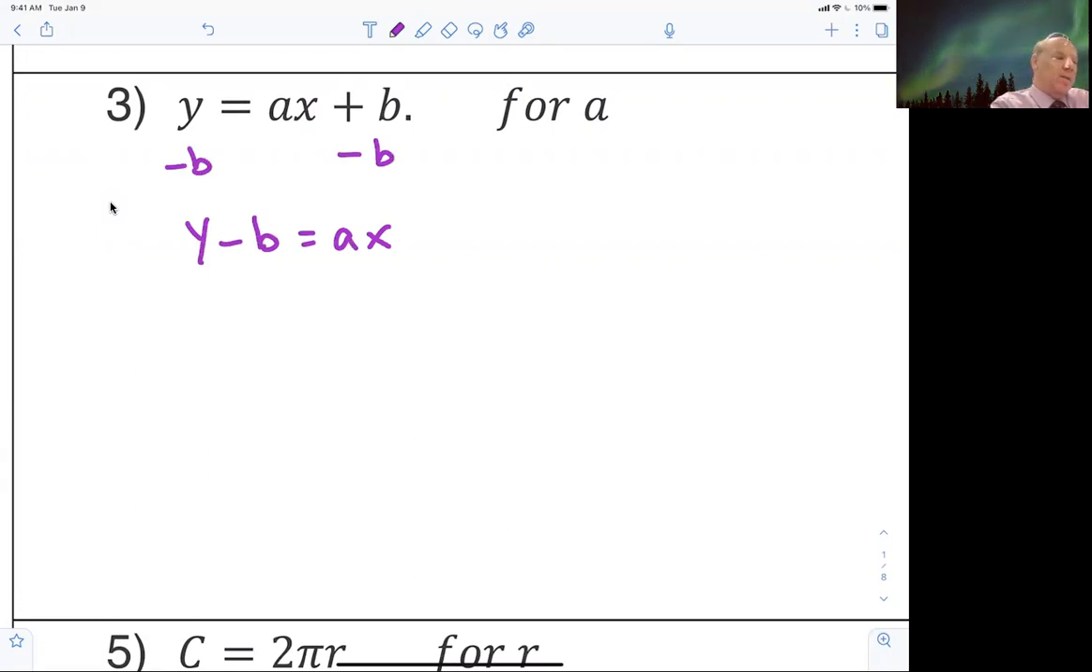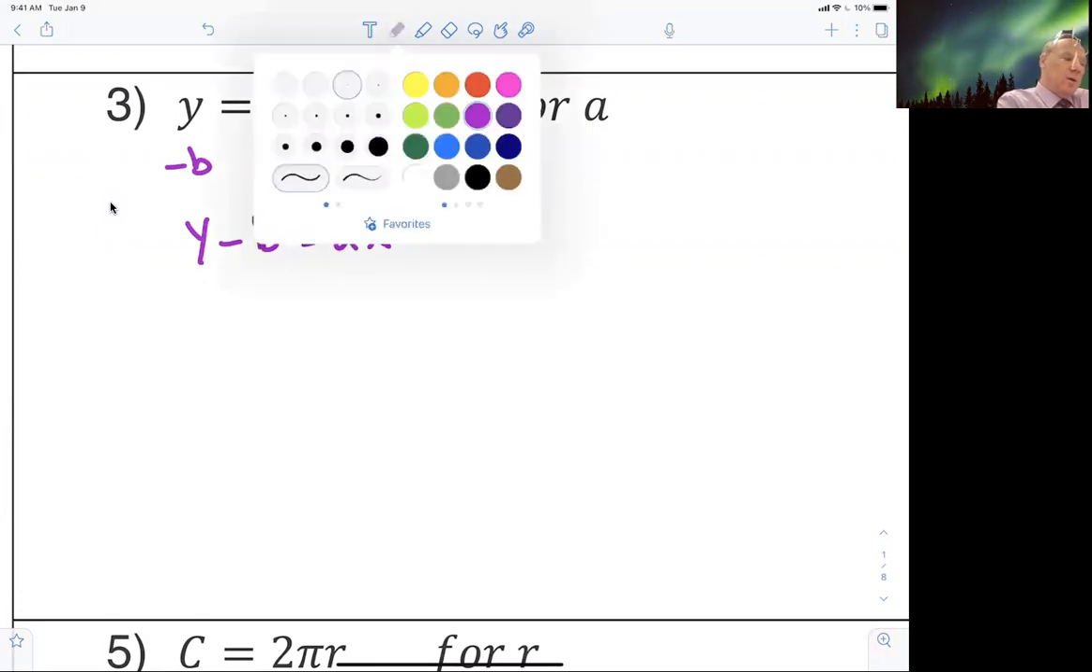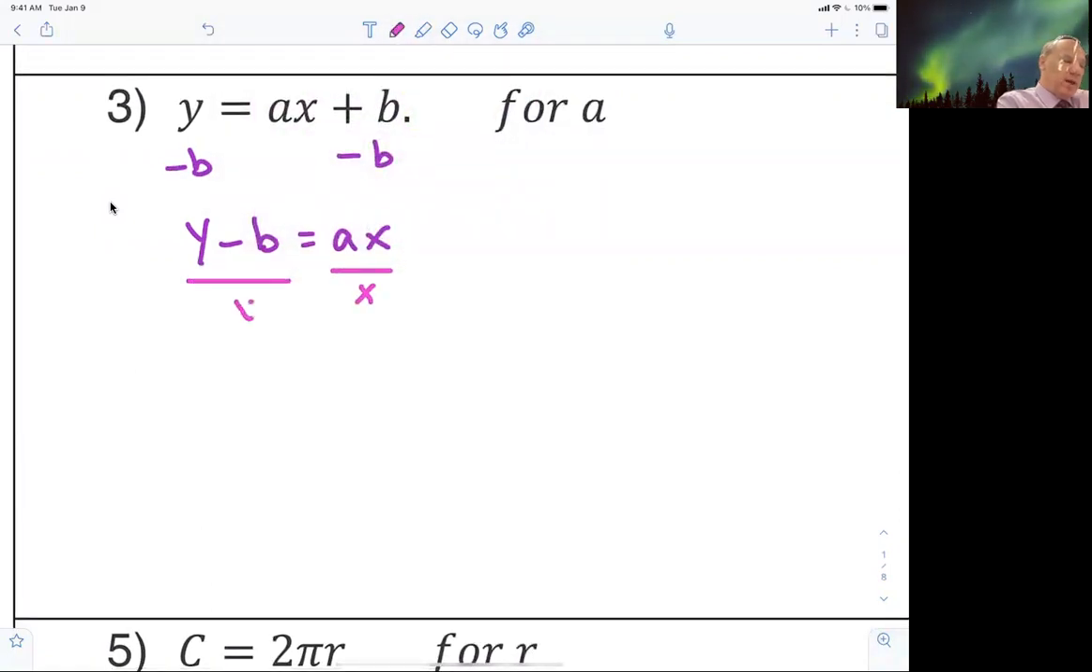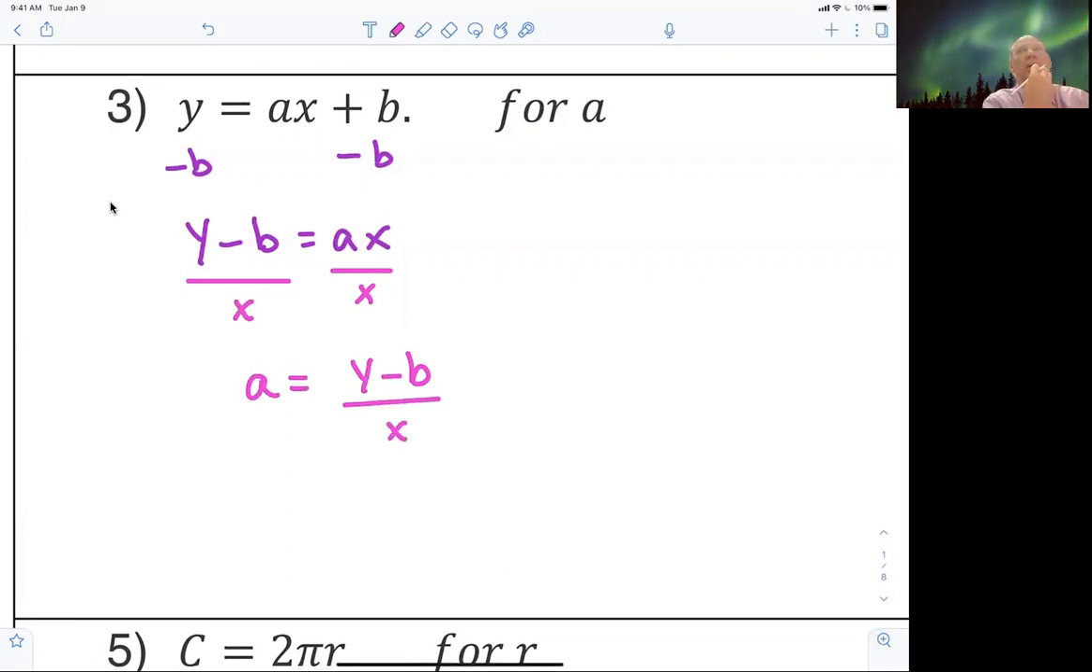Now, I need to still get to A, so that means I have to get rid of the X. In order to get rid of the X, I have to divide by X. Bless you. Divide by X. So we say A is equal to Y minus B over X. Anybody have any issues with that? Okay.